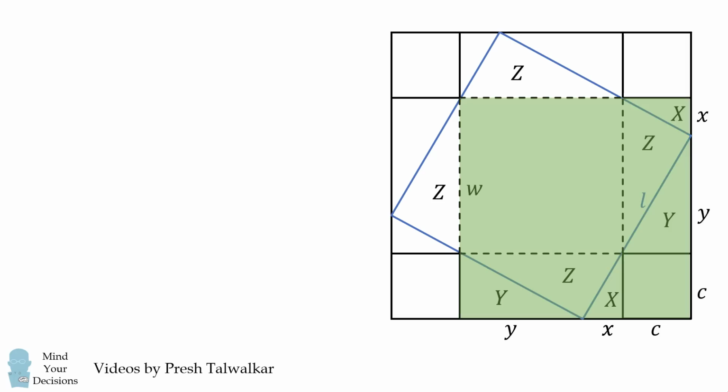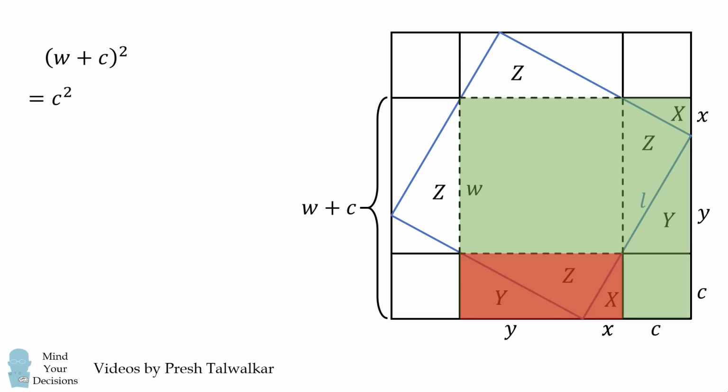Now let's calculate the area of this green square. Well, one way to calculate its area is that its side length is equal to w plus c, so its area will be the quantity w plus c squared. Another way is we'll sum up the areas of the rectangles inside of this square. Here we have a square with an area that's equal to c squared. We then have 2 rectangles as follows. This is one rectangle and this is another rectangle.